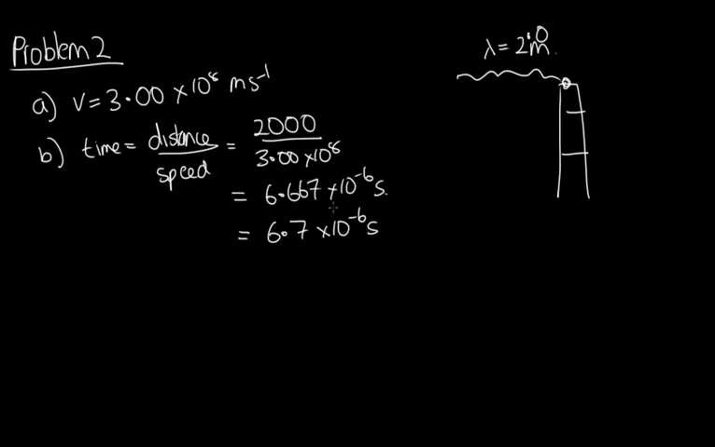We would expect a very small number here because light travels very, very quickly. So it doesn't take light very long to travel a short distance like 2 kilometers.